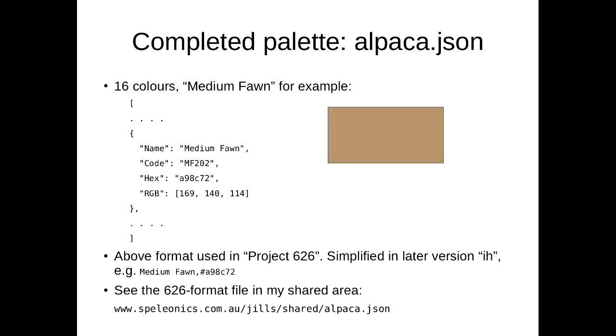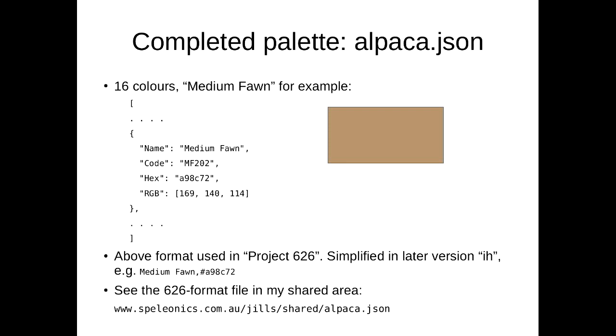So there's my attempt to do a medium fawn. We specify the name as medium fawn. That's what was on that alpaca swatch. There's a code MF202. That was on the swatch. There's a hex number, which I've obtained from GIMP, and the RGB at the same time from GIMP.